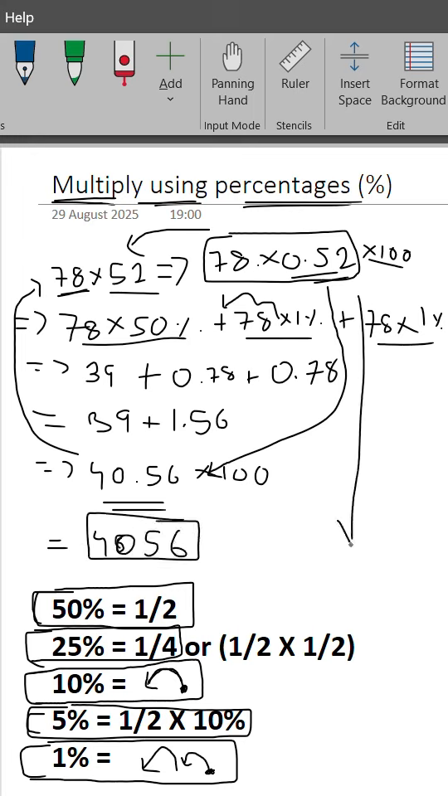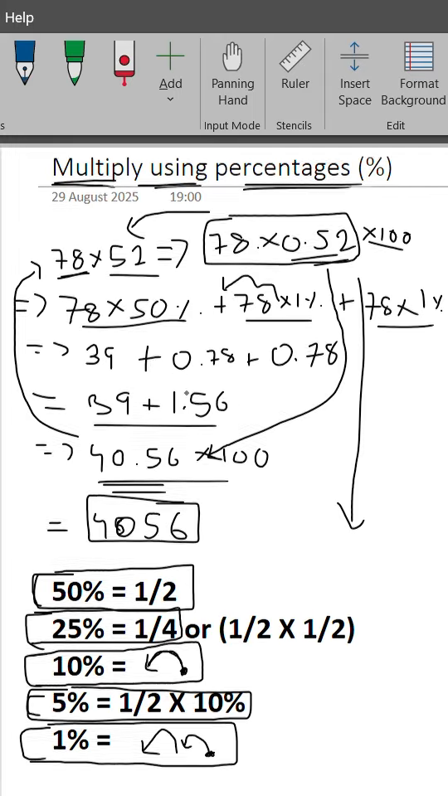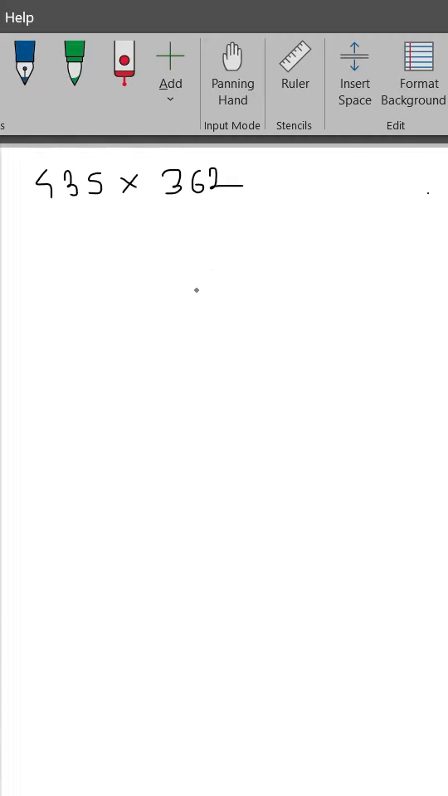So even though it took a lot of steps here, we actually wrote down all of them individually for the sake of understanding, but if you practice this enough, you can do it very quickly, even inside your head. So let's just do one more example. Let's take two three-digit numbers this time.